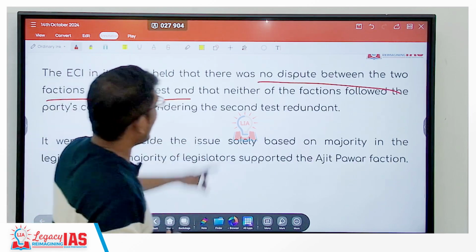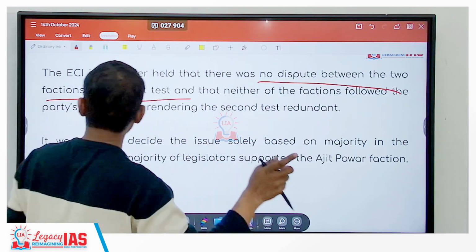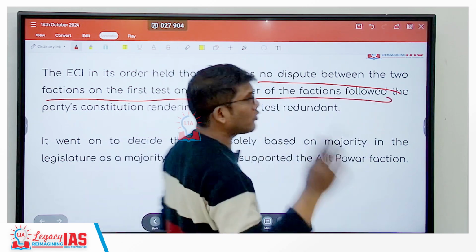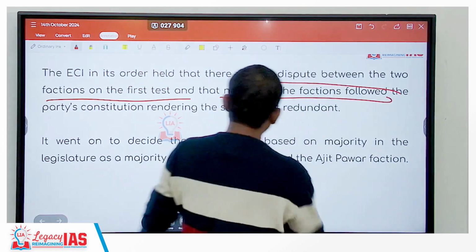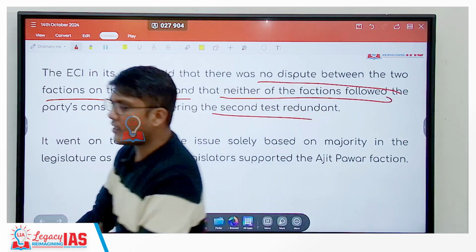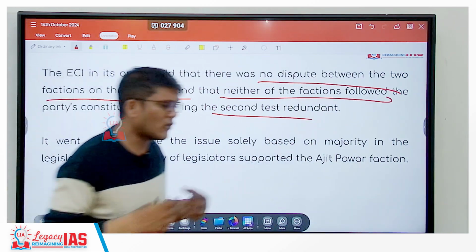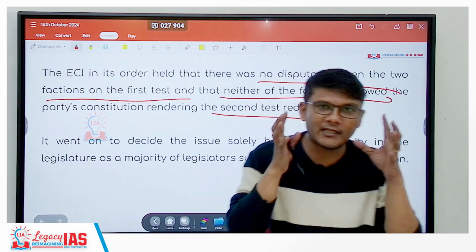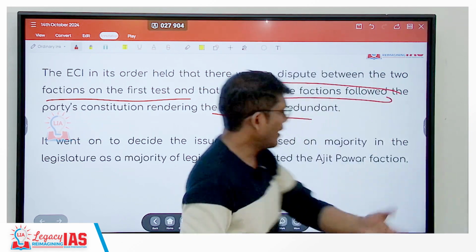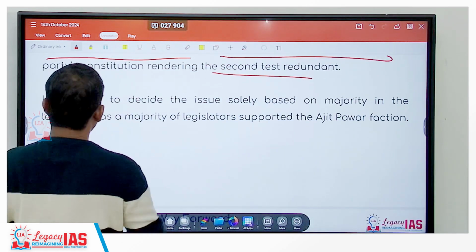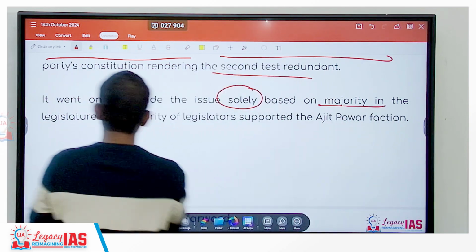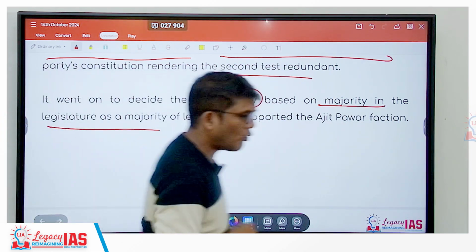Secondly, as far as the democratic procedure is concerned, it was observed that neither of the factions followed that particular thing. So that second criterion could also not be utilized. Since the first and second criteria could not be utilized, the Election Commission of India was left with only the last criterion. What was that? The representation in the Legislative Assembly, right? So hence the decision was based solely on the majority in the legislature. I hope that is clear.